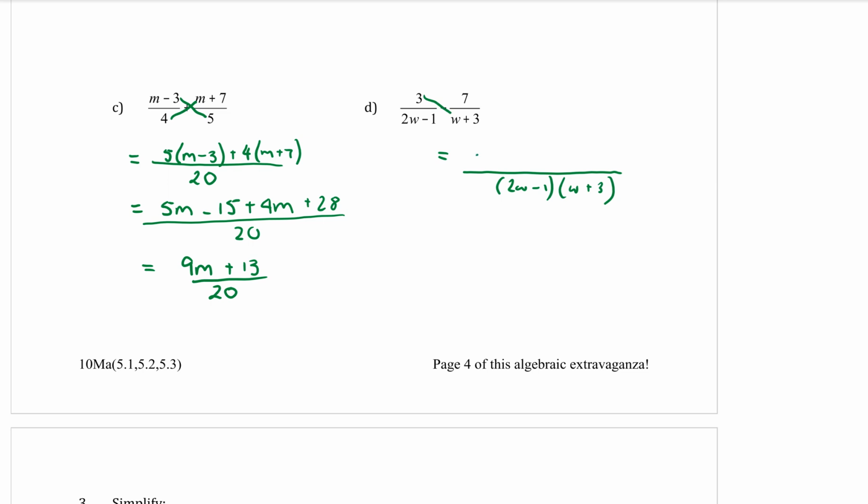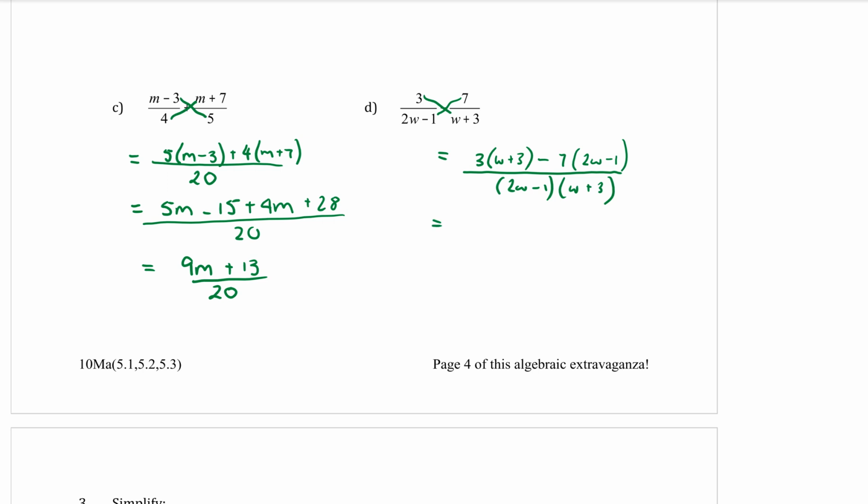So 3 bracket w plus 3. Minus sign, from the question, and do it the other way. 7 times by 2w minus 1. So 7 bracket 2w minus 1. So this one is the minus sign in the middle. Be careful when you expand that out.